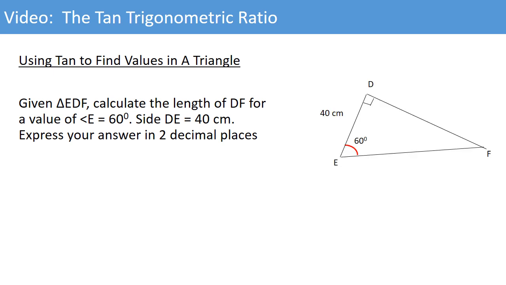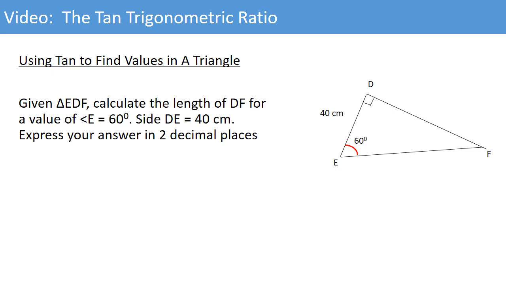Here is the diagram sketch. Angle D is our 90 degrees, so we have EDF. Angle E we know is 60 degrees, so we need to label that. Inside DE, we were asked to label it as DE equal to 40 centimeters. Now we're asked to find the length of side DF, which is still part of our right angle triangle.